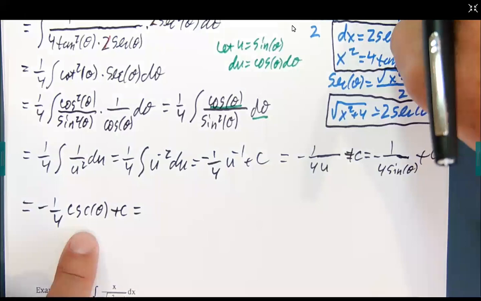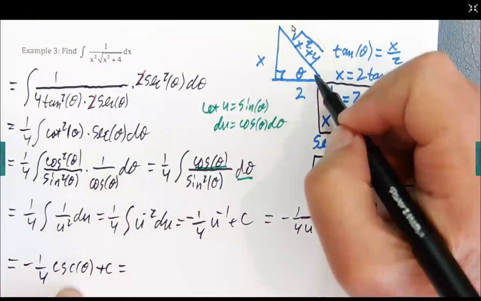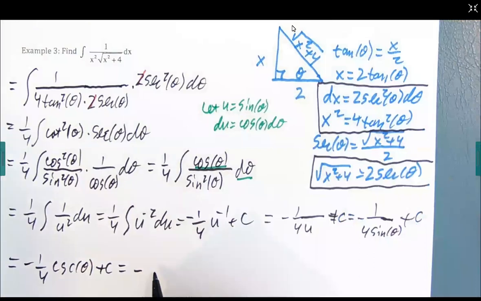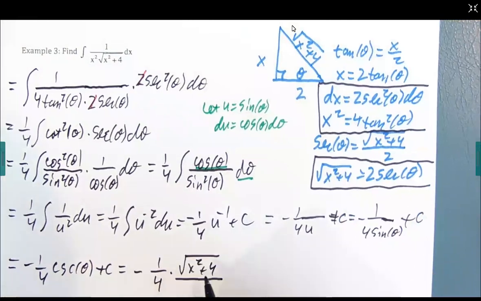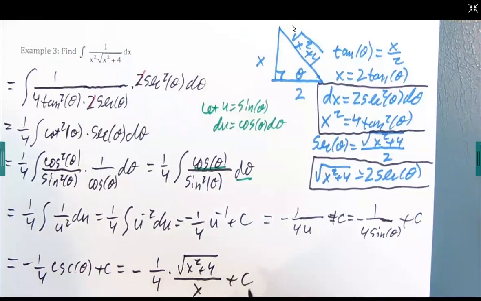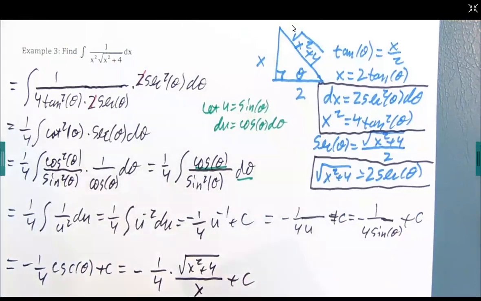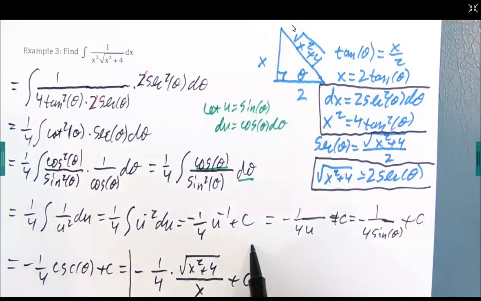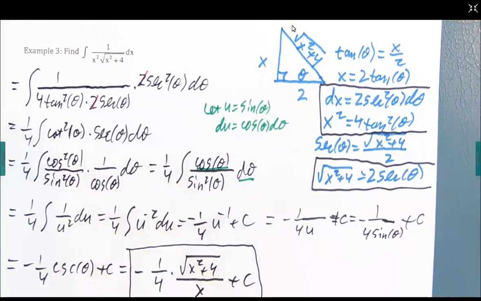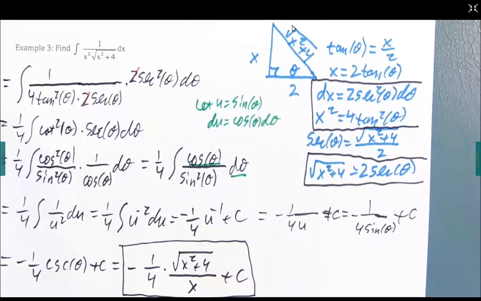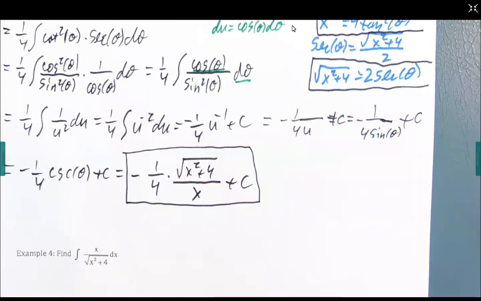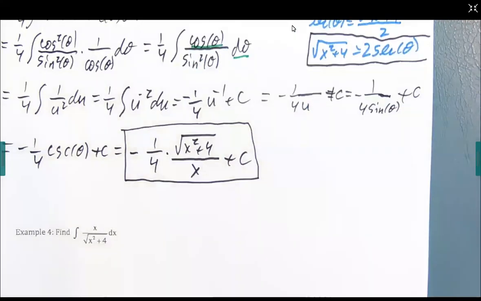Cosecant, if I go back to my triangle, is the hypotenuse over the opposite. So this becomes -1/4 times the hypotenuse, square root x squared plus 4 over the opposite, which is x in this case, plus c. There you have it. You could write that as over 4x if you wanted to, but this is fine. So that's with a plus in between. And I'd like to move on to the next one. Notice my final answer has to be in terms of the original variable, which in this case was x.